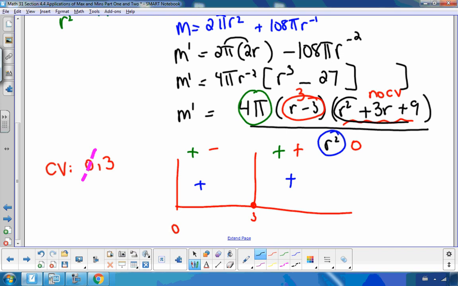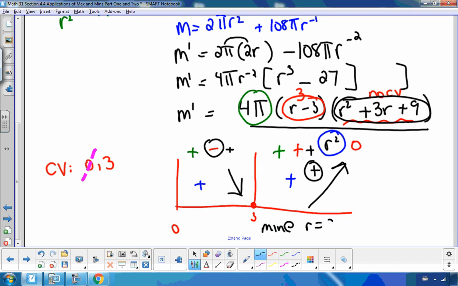And then r squared plus 3r plus 9 is a parabola with no x-intercept, and it opens up, meaning it's always positive. Okay, so looking here, I have one negative, which means it's decreasing. Here I have all positives, which means it's always going to be increasing. So if to the left I'm decreasing and to the right I'm increasing, that means that I have a minimum, and that minimum occurs at r equals 3.